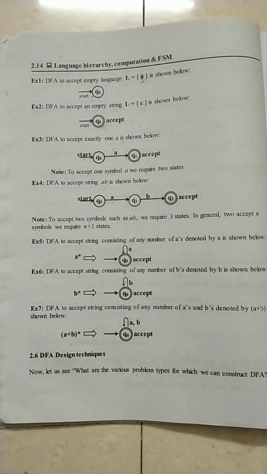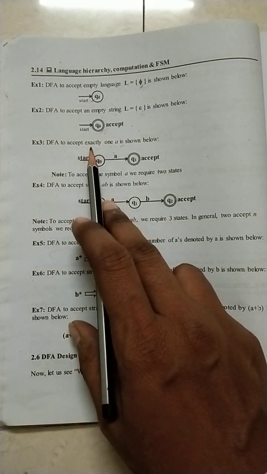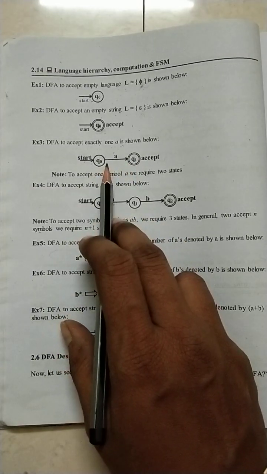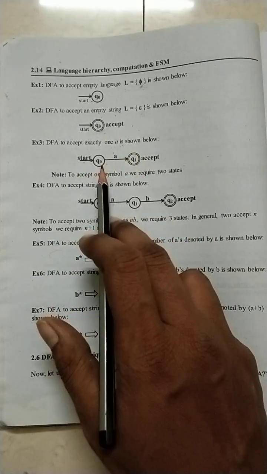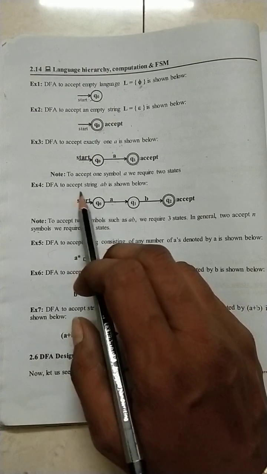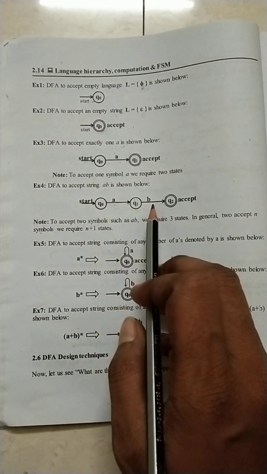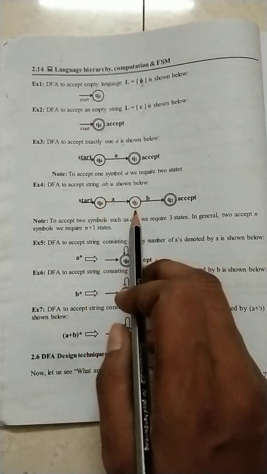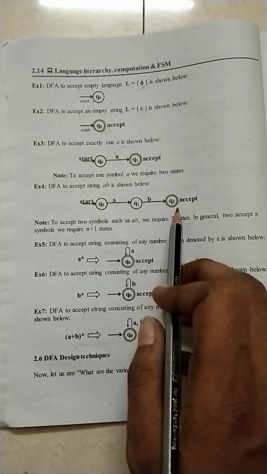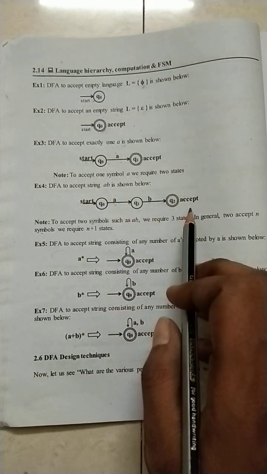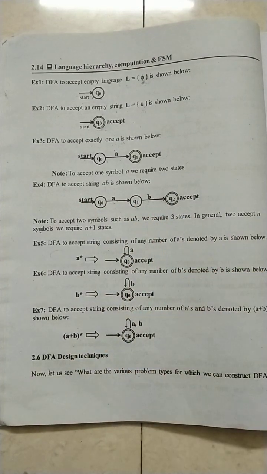The next one is a DFA to accept exactly one A. Our language should accept exactly one A, so there is a starting state, a final state, and the transition should be A. Then the DFA to accept the string AB means we have to design two transitions: q0 to q1 on input symbol A, and q1 to q2 on input symbol B. If it accepts A and B, then it should end in the accepting state.